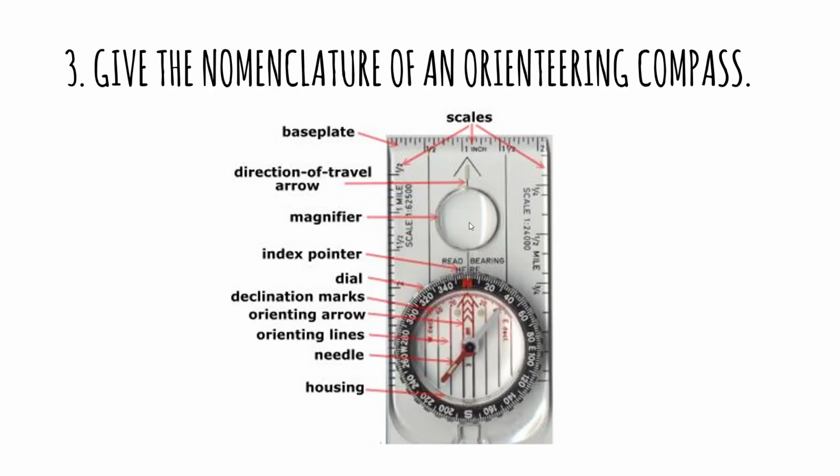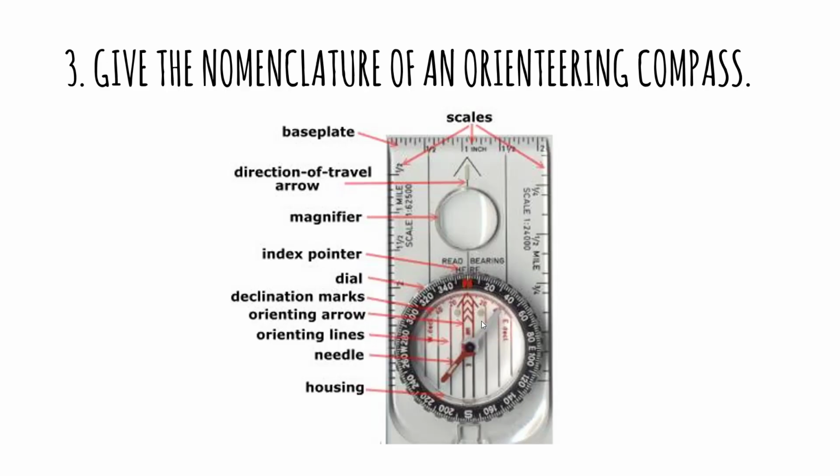Again, we talk about the magnifier. We have the index pointer. You see it right there, it says read bearing here. So that's where you read it. On the top, it's even marked with red, 2 lines in red. Then we have the dial. We have the declination marks. You see them in vertical, right? Vertical lines, red, going from black to red.